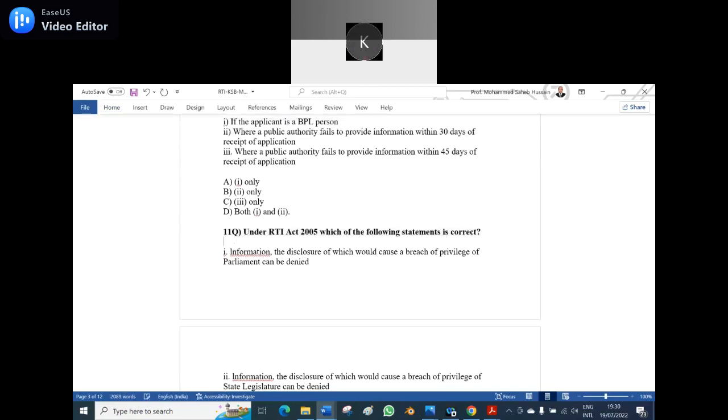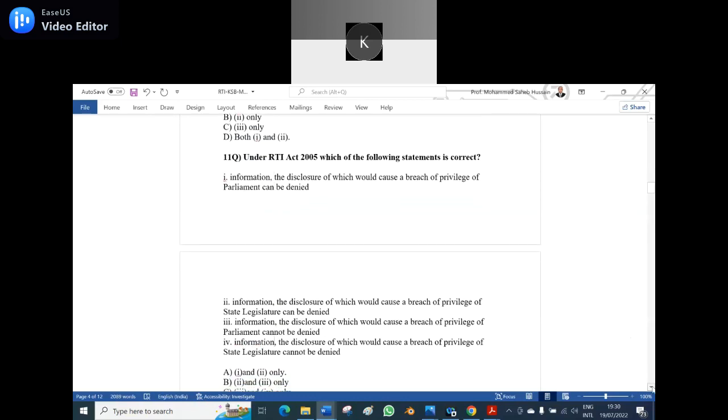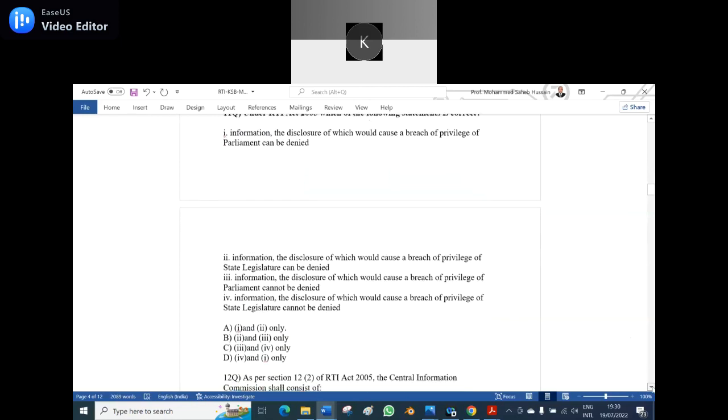Now, 11th question. Under RTI Act 2005, which of the following statements is correct? 1. Information, the disclosure of which would cause a breach of privilege of parliament can be denied. 2. Information, the disclosure of which would cause a breach of privilege of state legislature can be denied. 3. Information, the disclosure of which would cause a breach of privilege of parliament cannot be denied. 4. Information, the disclosure of which would cause a breach of privilege of state legislature cannot be denied.